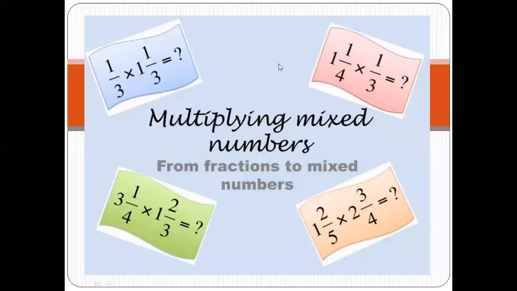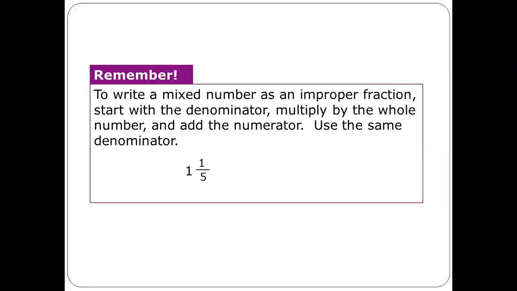In this video, we are going to learn how to multiply mixed numbers. In order to multiply two mixed numbers, we have to convert them first into fractions. We all know how to convert a mixed number into an improper fraction. You have to multiply the whole part by the denominator, then add the product to the numerator. 5 times 1 is 5, plus 1, 6 out of 5. We keep the same denominator.